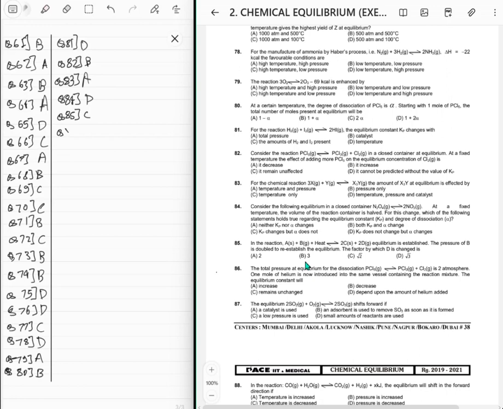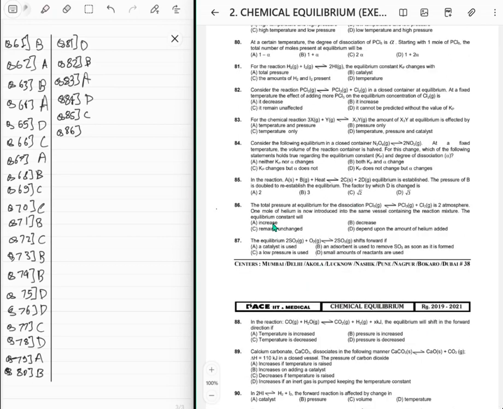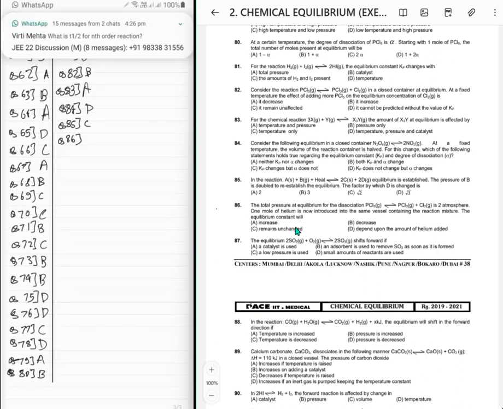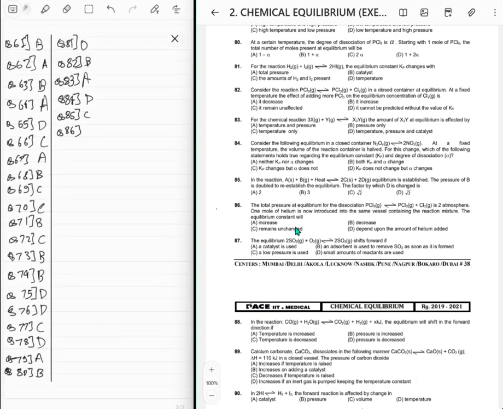Question number 86. The total pressure at equilibrium for the dissociation is 2 atmosphere. If 1 mole of helium is now introduced into the same vessel containing the reaction mixture, the equilibrium constant... Wait, so what we're saying is that it's still in the same vessel. So the volume is still the same. The moles of PCl5, PCl3, Cl2 are also the same. Their partial pressures are the same. It won't change. Why should it change?